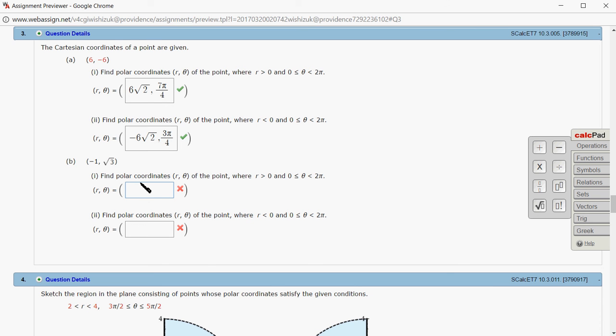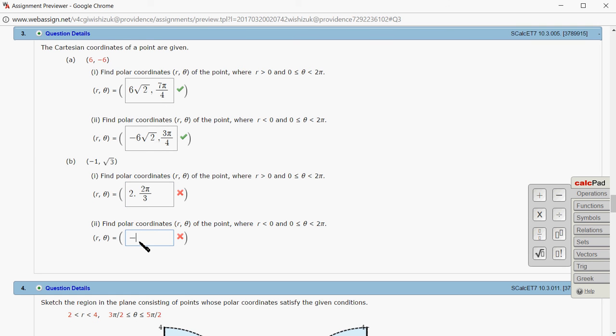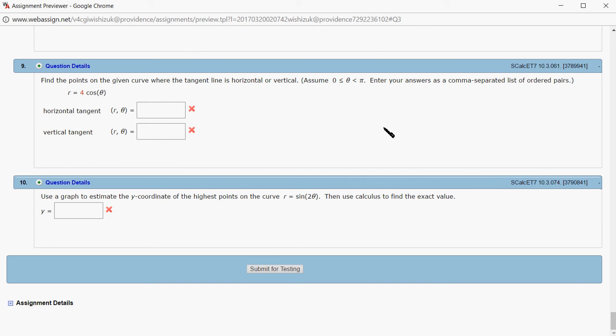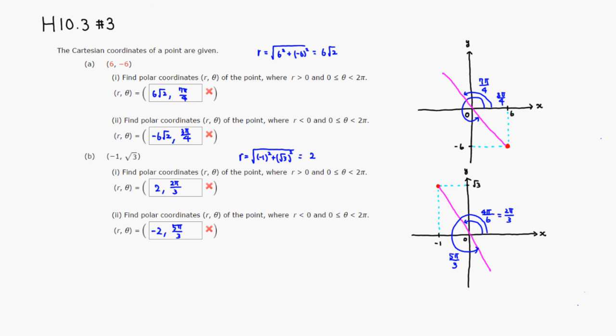We got 2 comma 2 pi over 3, and negative 2 comma 5 pi over 3. Let's check the answer. Submit for testing. It came back and it looks like we got this one correctly. That's it. I hope that this was clear.